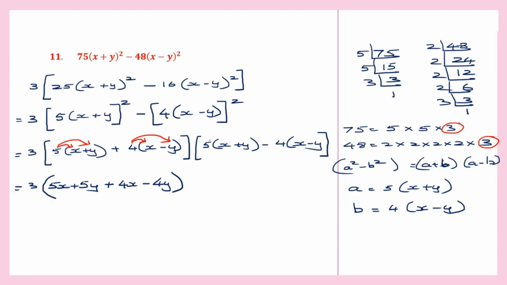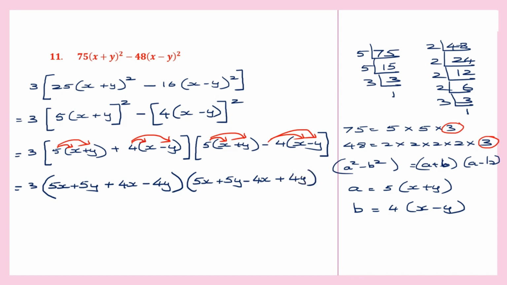Now here also 5 into x and 5 into y. So that becomes 5 into x is 5x plus 5 into y is 5y. Now the next one is minus 4 into x and minus 4 into minus y. So minus 4 into x is minus 4x plus 4y. Now let's simplify the like terms.